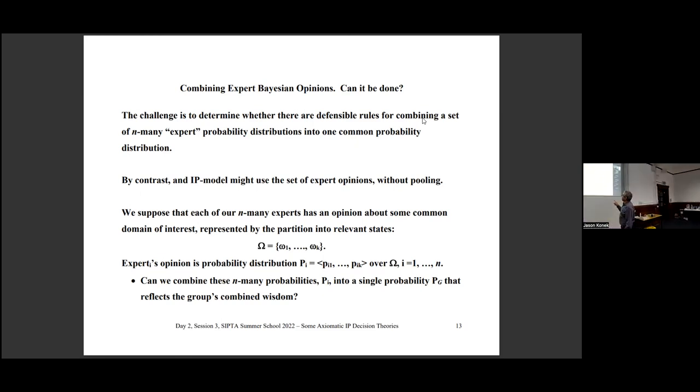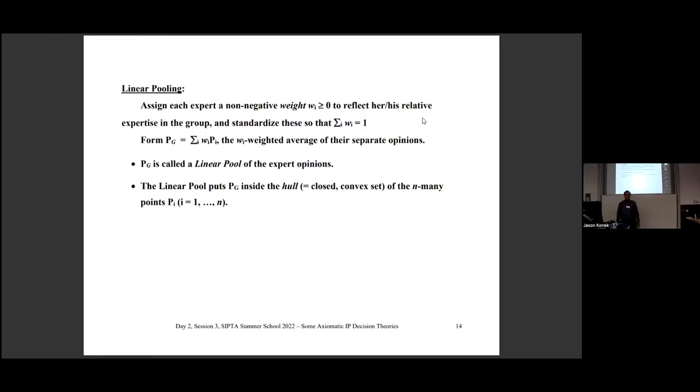One of the popular decision rules is called linear pooling, and you'll see how this relates to what we're doing in IPs. What we'll do is assign each expert's opinion some non-negative weight and average their probabilities. So we're taking a convex combination of their probabilities with weights summing to one. They don't have to be equal. And we'll assign that weighted pool to the group. So this is trying to avoid everything IP. The individuals are precise, the group can be precise. The question is, does the group preserve all the consensus of the individuals? The linear pool is inside the hull, and if you allow the weights to vary, then you can start to fill up the convex region and you get a convex IP. But you're always representing the elements as a weighted average.